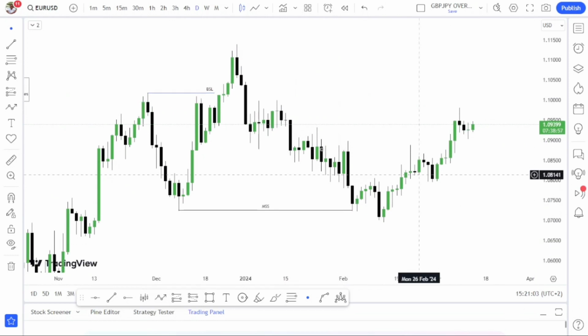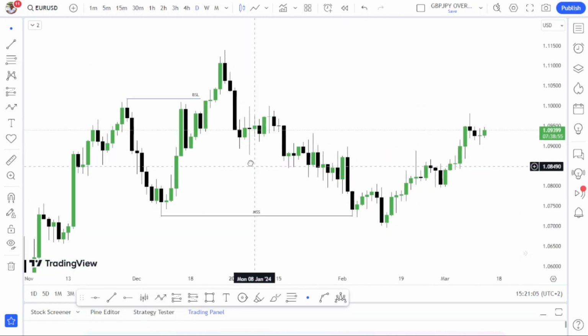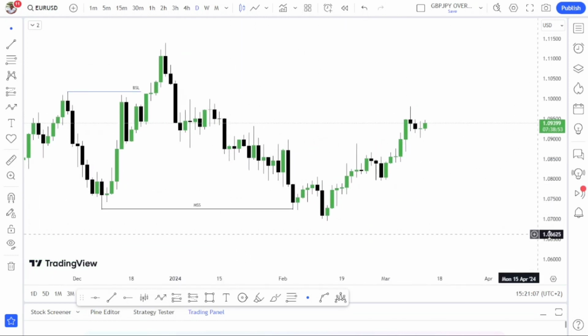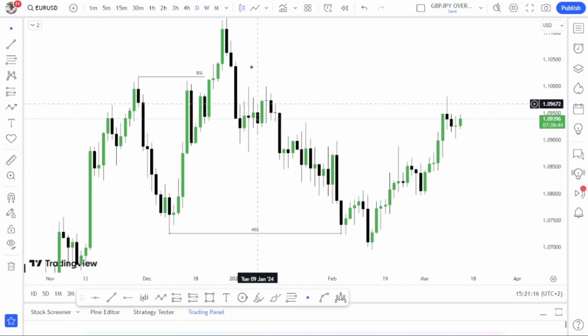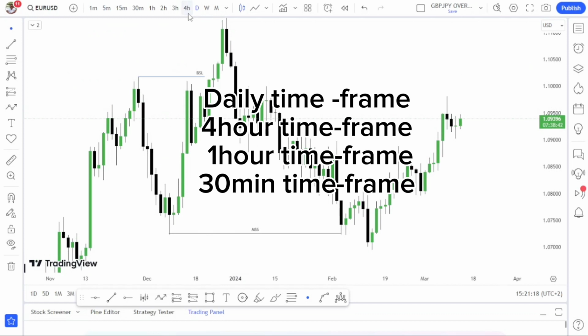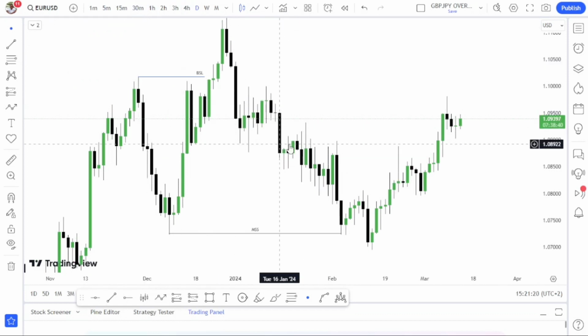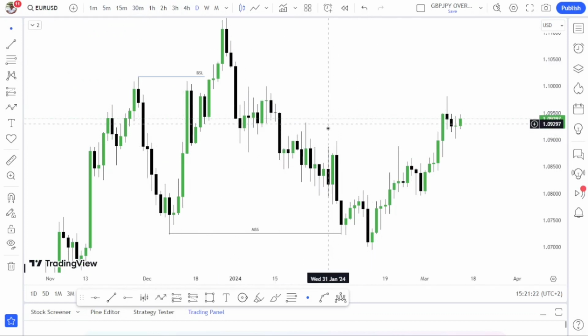We're not done yet, so we're gonna move on to the current market price. Remember, this is on a daily chart, so we're gonna be hopping on to a 4-hour, a 1 hour, 30 minutes, maybe a 15-minute time frame. But usually I just use daily, 4-hour, 1 hour, 30 minutes. Those are the only 4 time frames I use for this strategy.